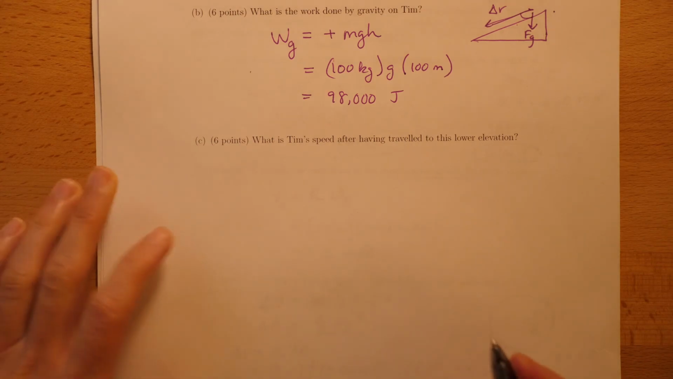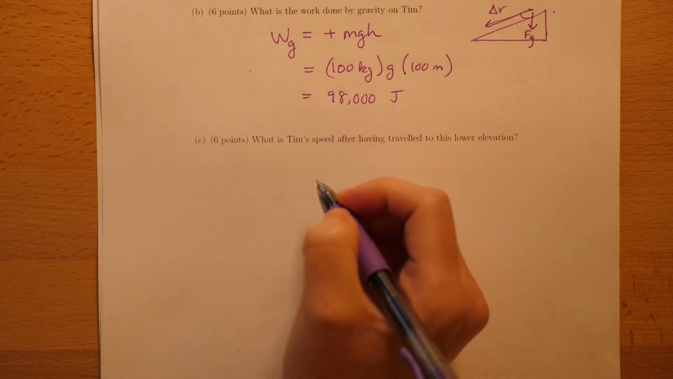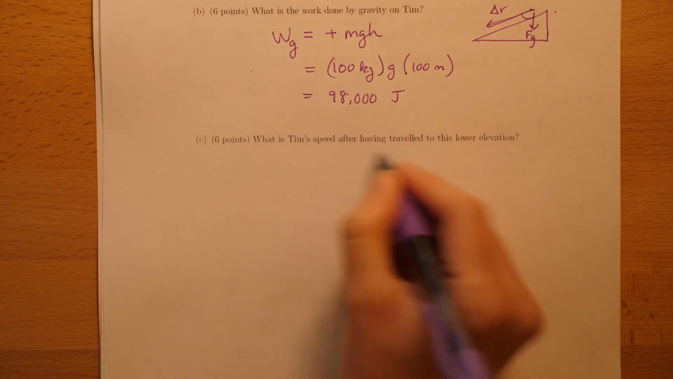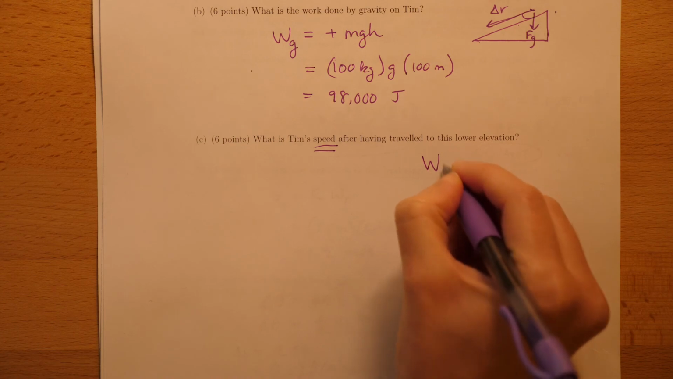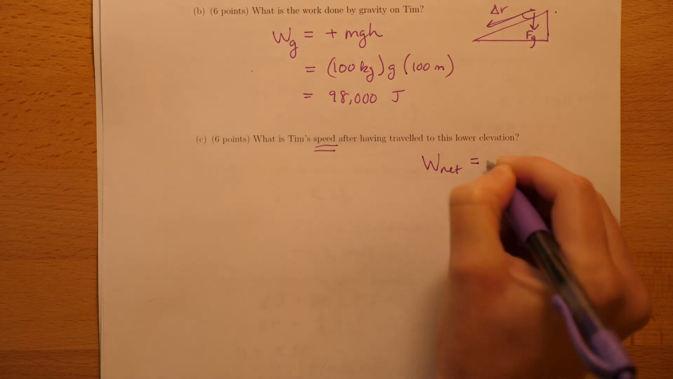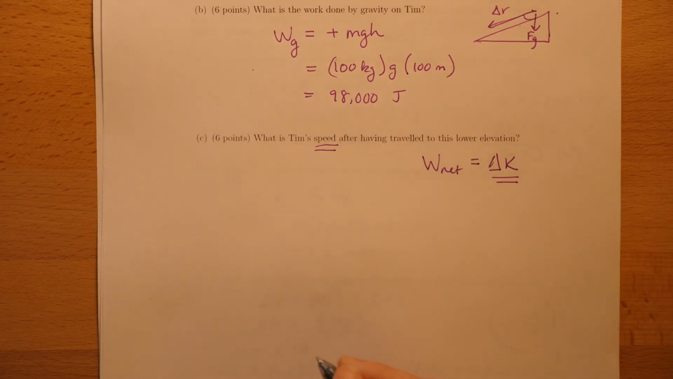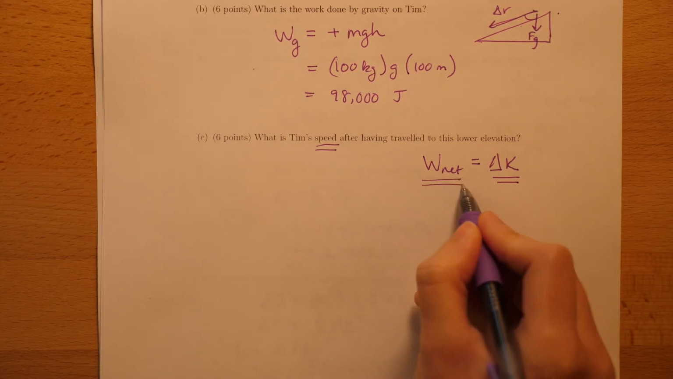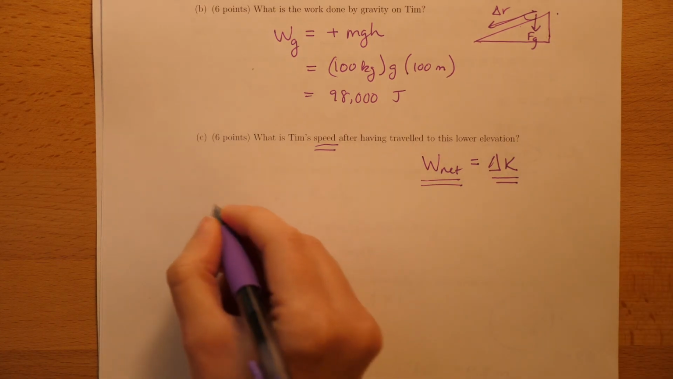So what is Tim's speed after having traveled to this lower elevation? Okay, so now we want to know his speed, and we're not allowed to use Newton's laws. So we need to find speed. We're probably going to need to use the work kinetic energy theorem, because this has a V in it. So if we know the net work done by all the forces, we can figure out the change in kinetic energy. So what's the net work done?